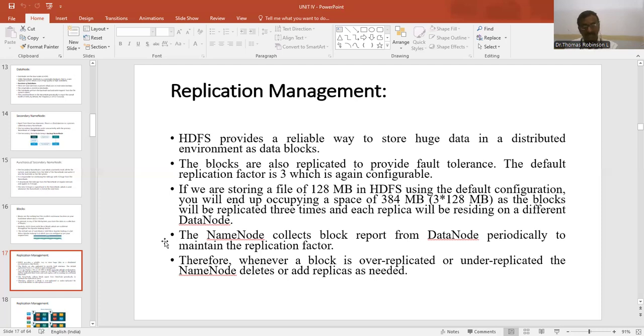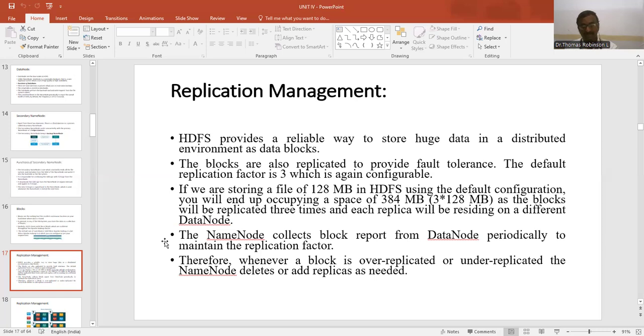Here the name node collects the block report from the data nodes periodically to maintain the replication factor. The name node collects all the details of the data blocks located in the data nodes, and maintains them as metadata, which is used for the replication factor. This provides fault tolerance. The default replication factor is 3, which is configurable.